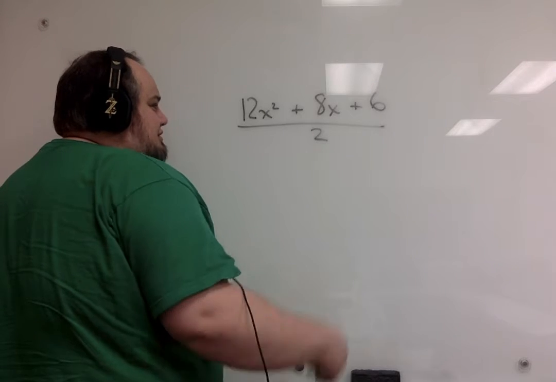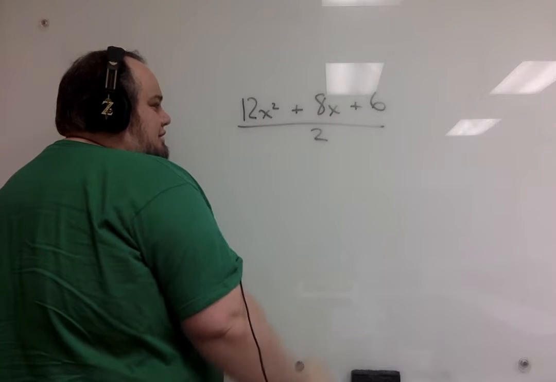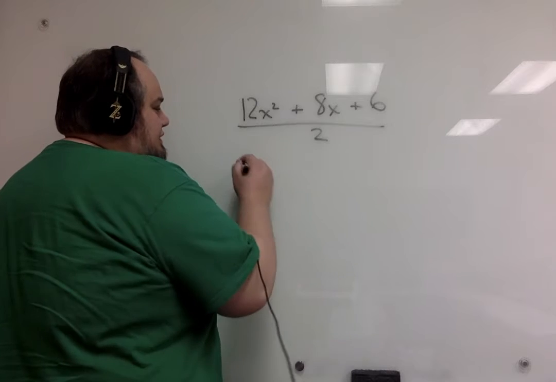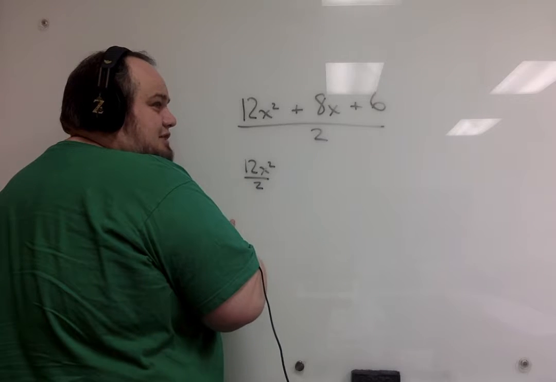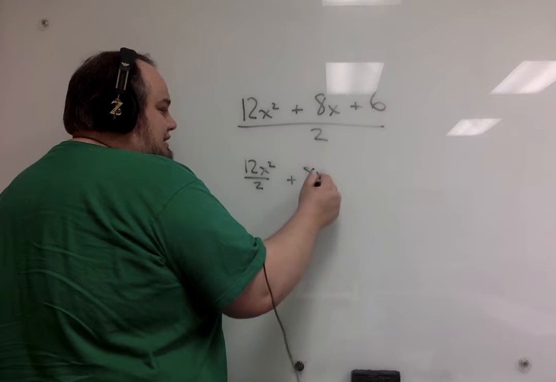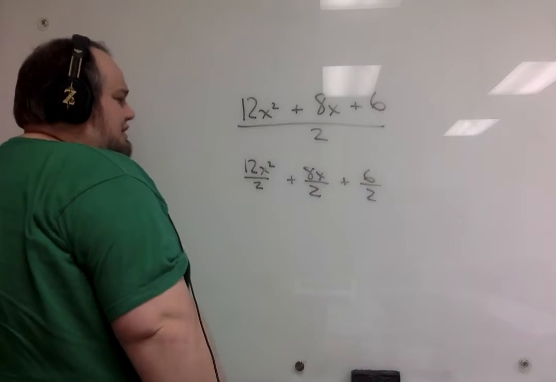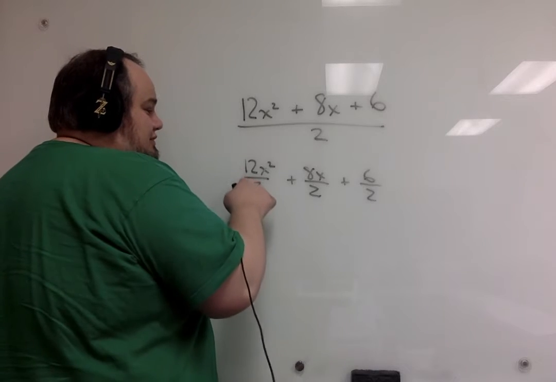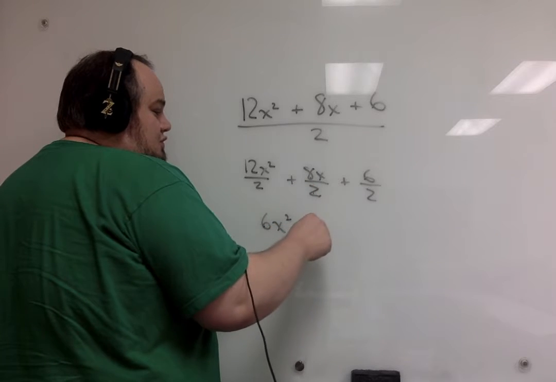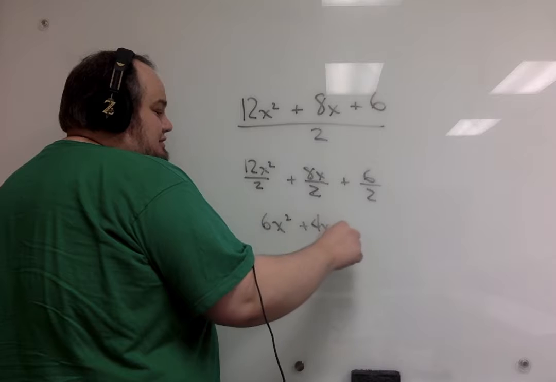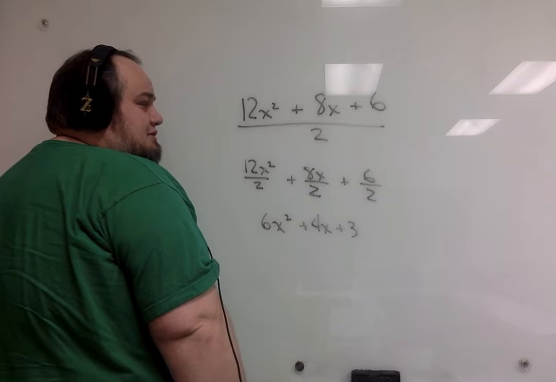The steps that we're going to take to do this are we're going to take each term that's in the polynomial on top, and we're going to divide it by the term that's on the bottom. So we'll have 12x squared divided by 2, and we're just going to make it a fraction, plus 8x divided by 2, plus 6 divided by 2. And then we're going to work out what each of those becomes. We have 12 divided by 2 is 6x squared, 8 divided by 2 is 4x, and 6 divided by 2 is 3. So our answer is 6x squared plus 4x plus 3.